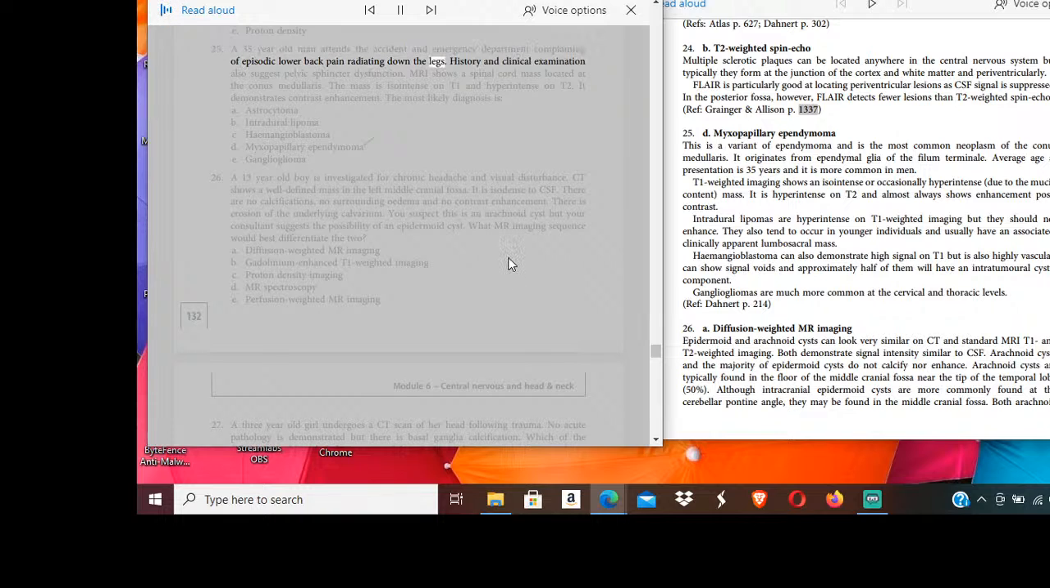25. A 35-year-old man attends the accident and emergency department complaining of episodic lower back pain radiating down the legs. History and clinical examination also suggest pelvic sphincter dysfunction. MRI shows a spinal cord mass located at the conus medullaris. The mass is isointense on T1 and hyperintense on T2. It demonstrates contrast enhancement. The most likely diagnosis is A. Astrocytoma.